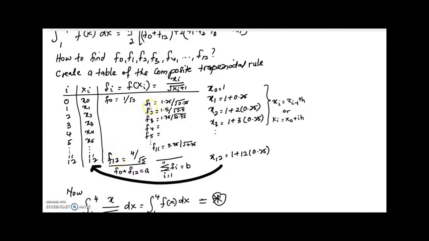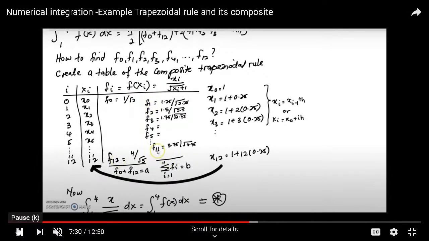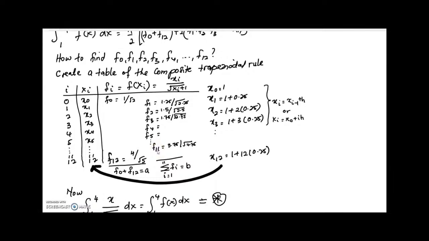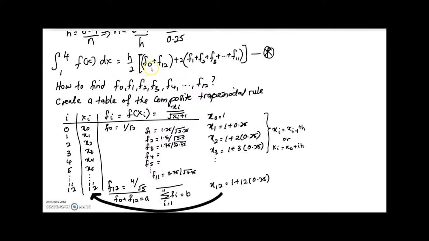We want you to write this table like this. You can see how you draw. F0 up to F12 is the A part. F1 up to F11 is the B part. All right, so you just fit into the composite trapezoidal rule. You just fit in after getting the summation from where? From the calculator. From the calculator, do the summation F1 up to F11, and then the A part is F0 and F12.